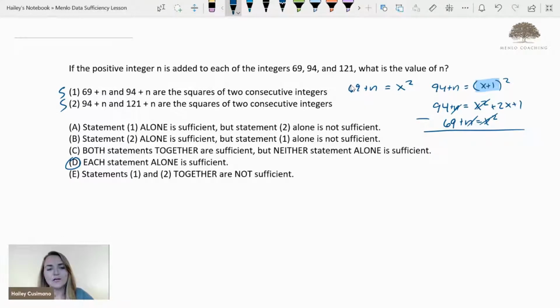Now, if 69 plus n and 94 plus n are the squares of two consecutive integers, then even if I don't know n or its scale, they're 25 away from one another, right? Because that's the difference between 69 and 94, and the n's are going to cancel. So if I know that these two values are 25 away from one another, let me ask you this. Is there one situation or more than one situation in which two consecutive perfect squares will be exactly 25 away from one another?